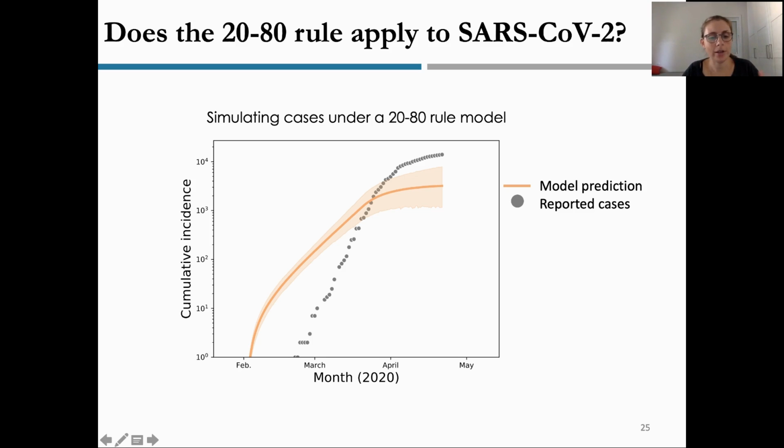And I'm cutting a long story short. We stared at this graph for many, many days. We tried changing other parameters of the model, and it took us quite a while to realize what is most likely wrong is that the 20/80 rule does not apply to SARS coronavirus 2.